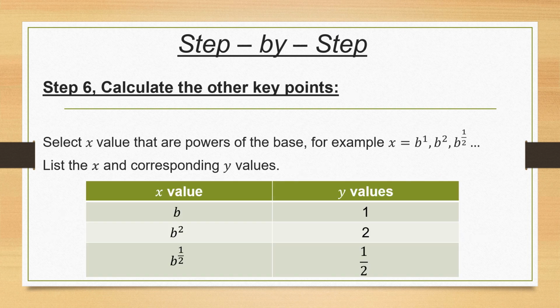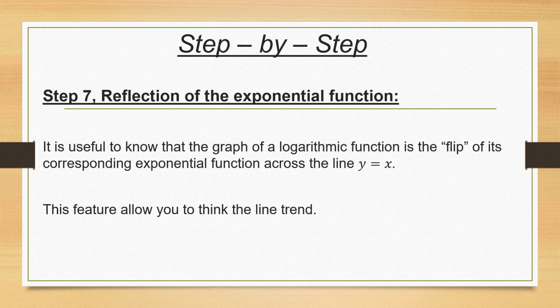Now step 6 is to calculate other key points. We could select x values that are powers of the base, for example x equal to the base to the power of 1, the base to the power of 2, the base to the power of 1/2, and list the x values with the corresponding y values to find a few coordinates of the function. So here, when x is equal to b, y is equal to 1. When x is equal to b squared, y is equal to 2. And so on. Now step 7 is to find the reflections of the exponential function.